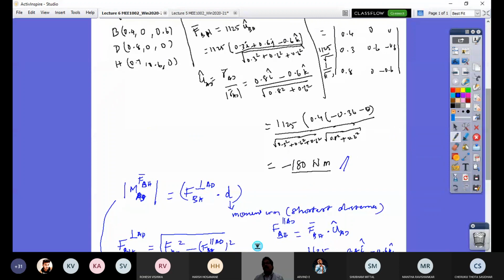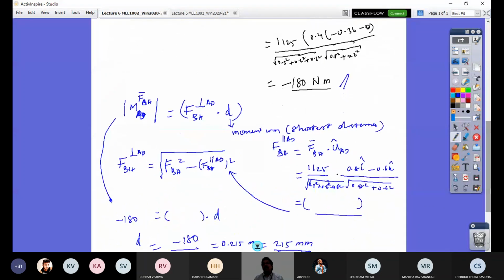Once you have that, that magnitude is obtained by the force FBH's perpendicular component to the axis, not by the parallel component. I know the magnitude of the given force. I can find the parallel component by taking the dot product of the force with the axis, FBH dot UAD, where UAD is the axis. So I take the dot product with the unit vector of the line and get this component.